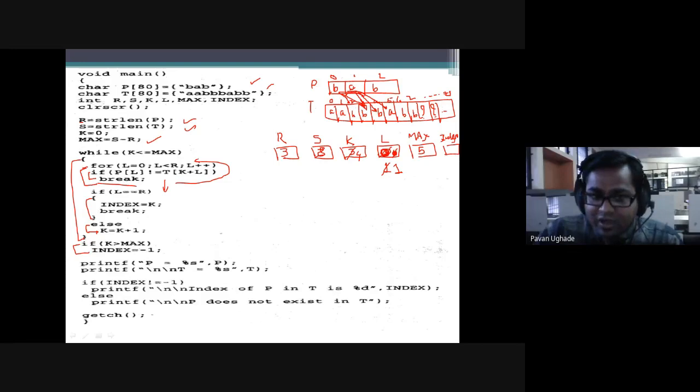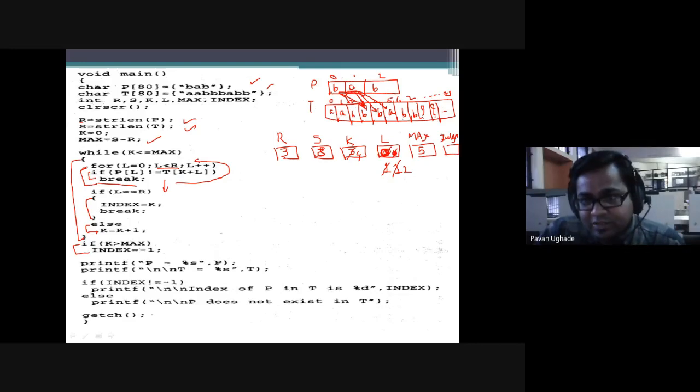So it will again increment the L value. L is now incremented to 2, right? 2 is less than 3. If you can understand this condition, 2 is less, condition is true. So here we will come and say if P of L, so what is L? 2. P of 2 not equals to T of K plus L. K is 4 plus 2, 6.